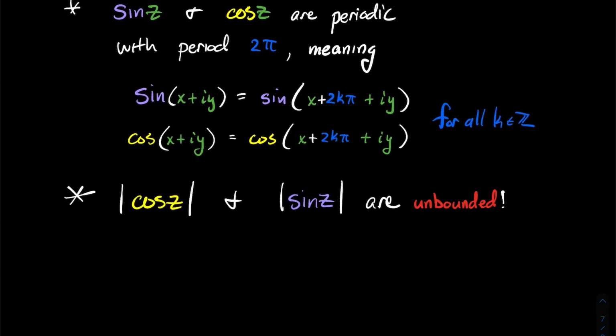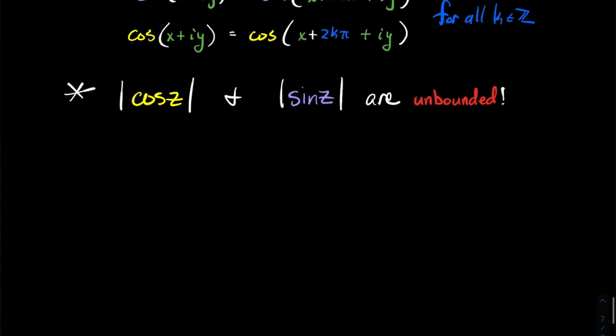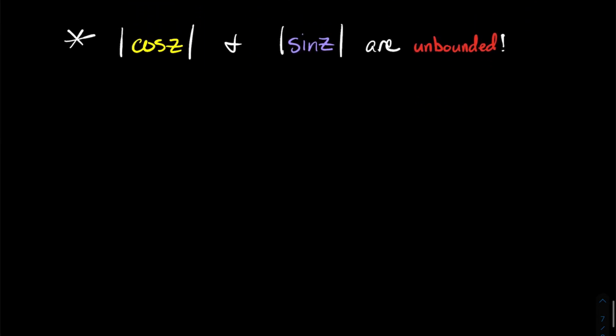Now here's something that's weird. So far you've seen a lot of things where complex sine and cosine look like they work pretty similarly to real sine and real cosine. Here's one where it gets way different. The modulus of cosine of z and the modulus of sine of z are both unbounded. Remember, in the real case, it's never more than 1. Let me give you an example as to why.